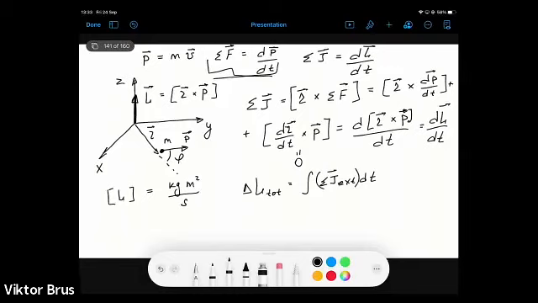And that means that the change of angular momentum is equal to the angular impulse of the net external torque, which is similar to what we discussed previously, that the change of linear momentum is equal to the impulse of the net external force. So here it's the same concept, but different parameters are used.